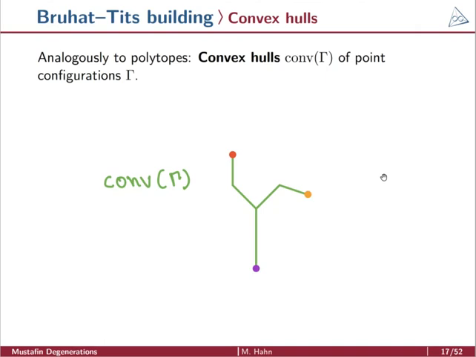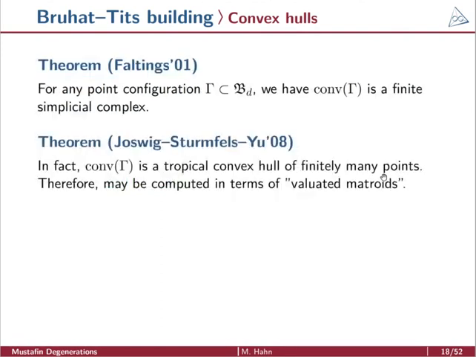is going to be a finite simplicial complex. But if we go up in dimension, this might get more complicated. But thanks to the theorem of Faltings, this is not true. So Faltings proved in 2001 that for any point configuration gamma, we have indeed that this convex hull is a finite simplicial complex. And in fact, Joswig, Sturmfels, and Yu strengthened that result in a very combinatorial study, where they proved that this convex hull is in fact a tropical convex hull of finitely many points.